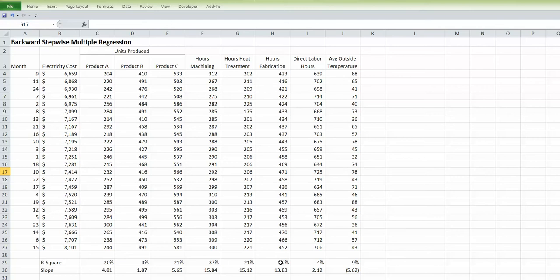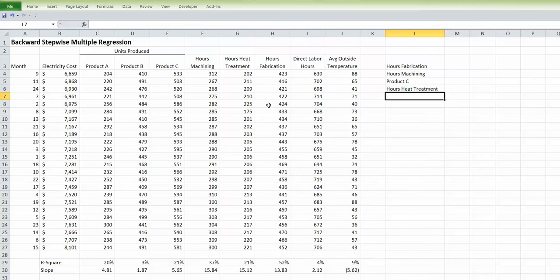And in terms of looking at the r-squared, we can see that fabrication hours has the highest predictive value on an individual basis. After fabrication, next would be our machine hours at 37%. We've got roughly 21% by product C and 21% predicted by our heat treatment. So we'll pick up our product C and we'll pick up our heat treatment hours.